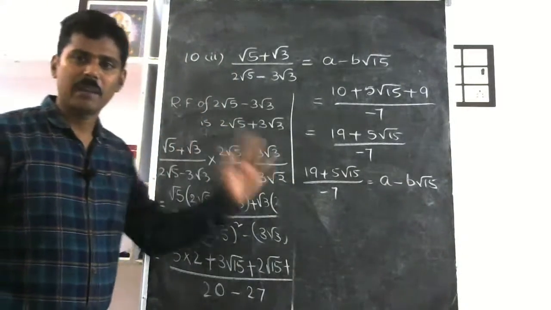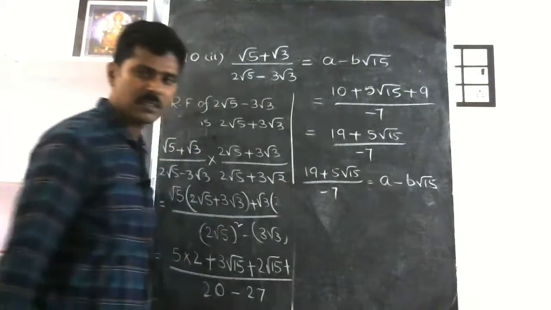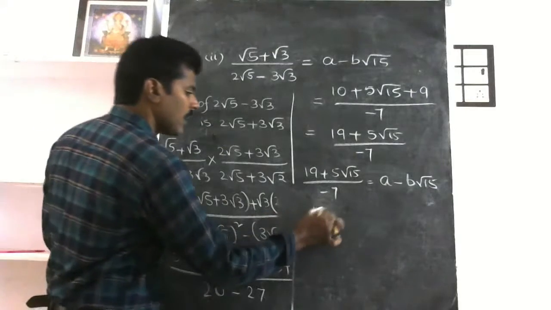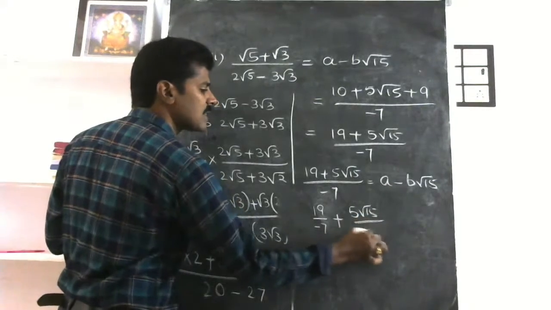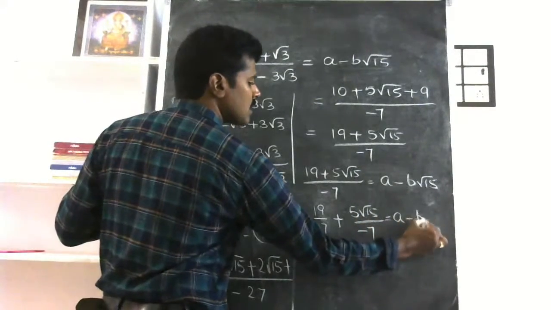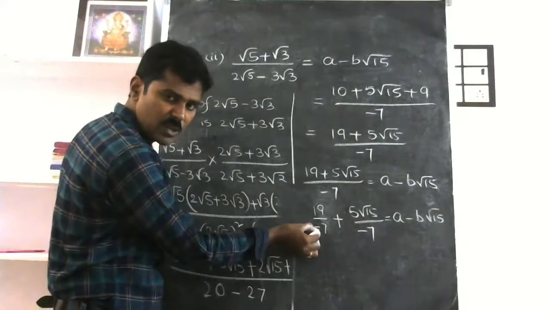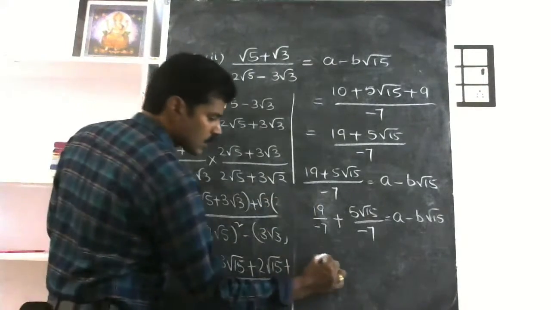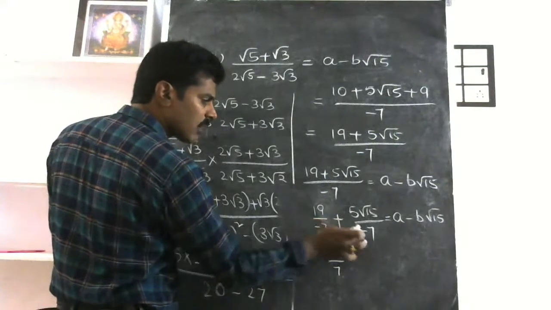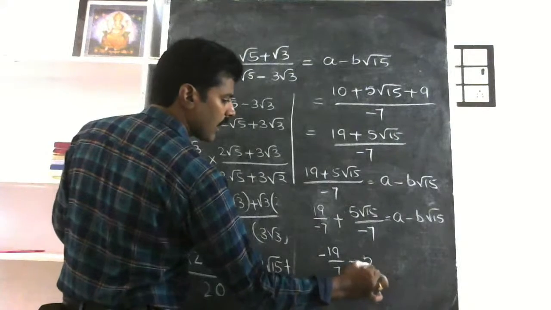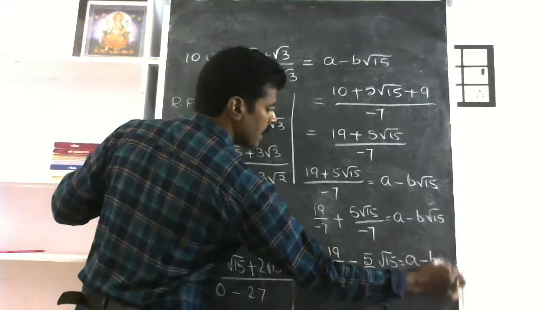Now I have to find a and b as rational numbers. If I go with a as 19 and b as 5, then what about minus 7? So first I have to separate. How? 19 by minus 7 plus 5 root 15 by minus 7 equals a minus b into root 15. The next step: if the denominator has the negative symbol, we keep that in the numerator. So it becomes minus 19 by 7, and here you keep plus of minus as minus. So minus 5 by 7 root 15 equals a minus b root 15.